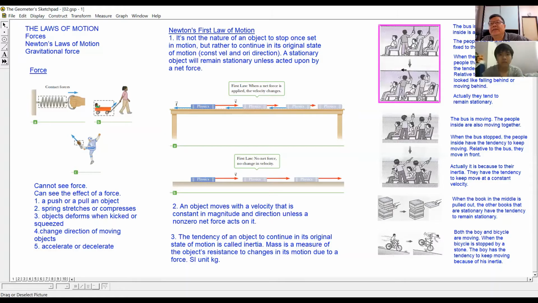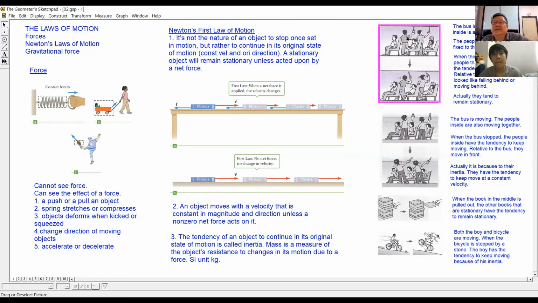At the first example, the bus, this is inside a bus. In the first picture, the bus is stationary, so the people inside the bus are also stationary. The two of them, the bus and the people, are stationary.